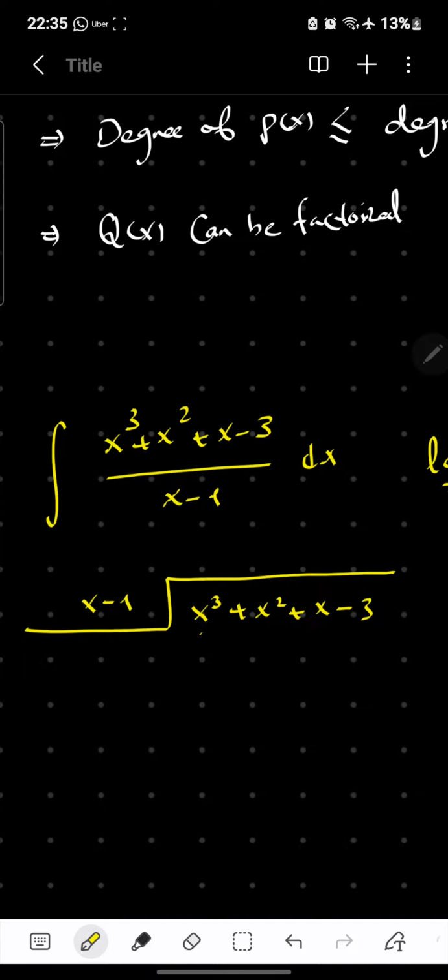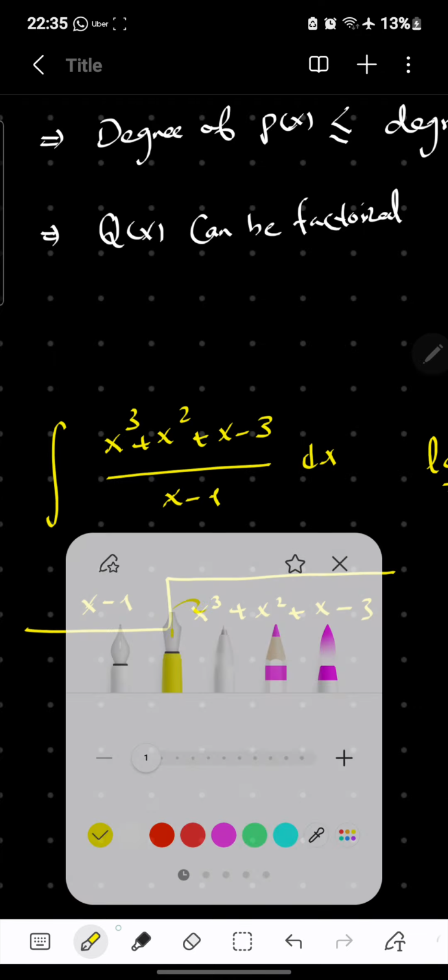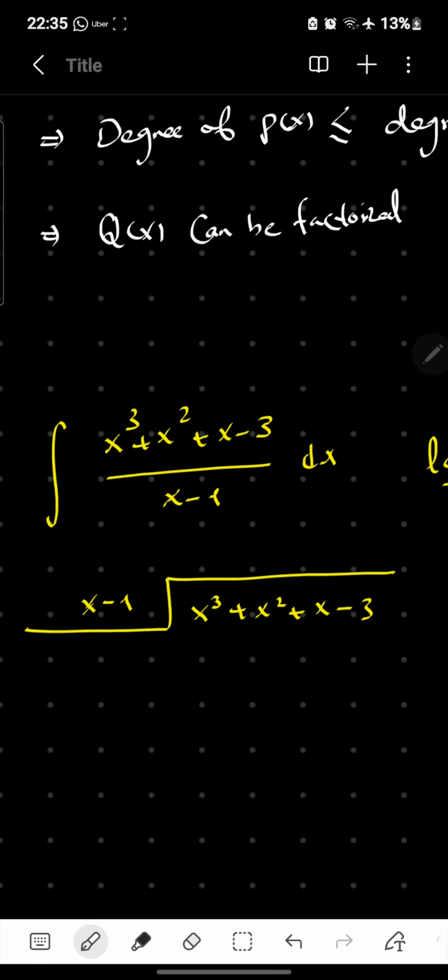X power 3, let's check. Many of you don't like the long division, but it's very easy. Let's see. The first part, we will divide x power 3 over x. It's the first step. X power 3 over x is x squared.